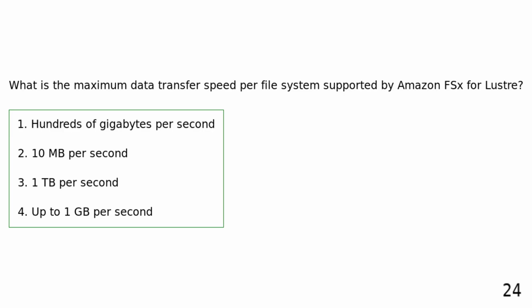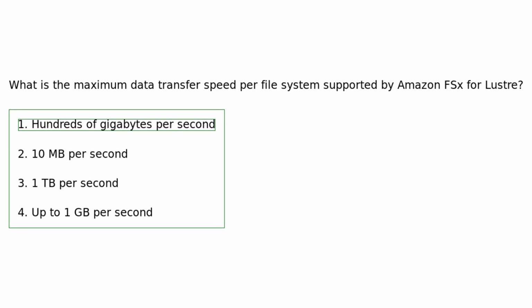What is the maximum data transfer speed per file system supported by Amazon FSx for Lustre? Hundreds of gigabytes per second. 10 megabytes per second. 1 terabyte per second. Up to 1 gigabyte per second. Amazon FSx for Lustre supports transfer speeds of hundreds of gigabytes per second.